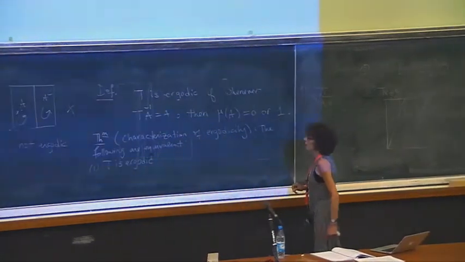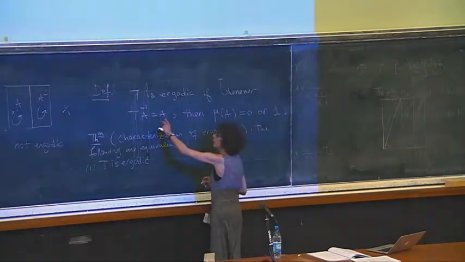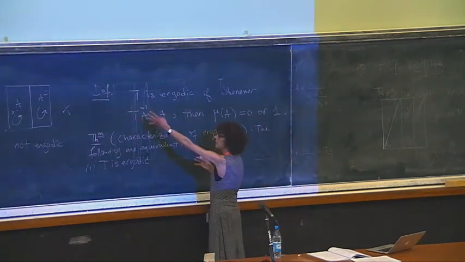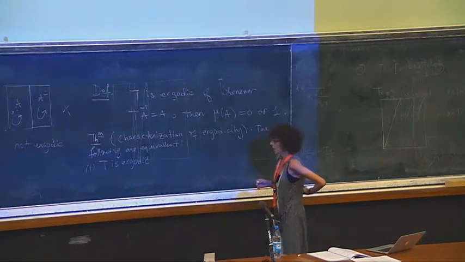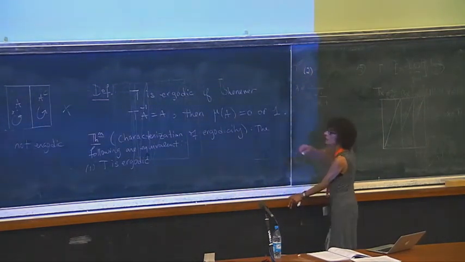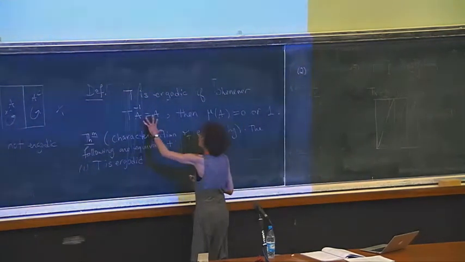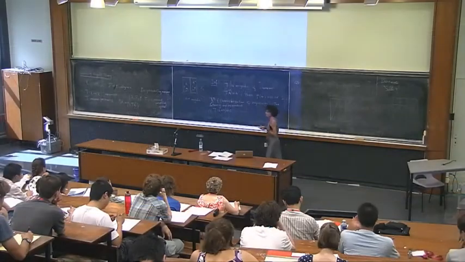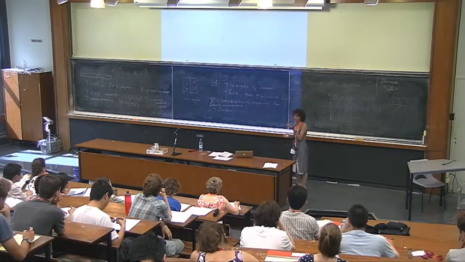But the definition requires A to be really invariant: A is equal to T inverse A. And the second characterization is just the same as 1, except you weaken this condition a little bit, because we're doing measure theory, really, and sets of measure 0 don't count.